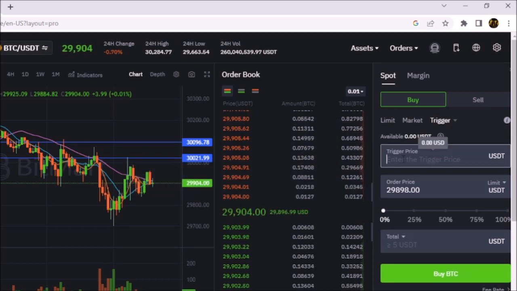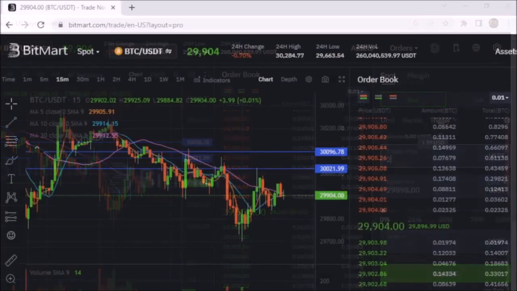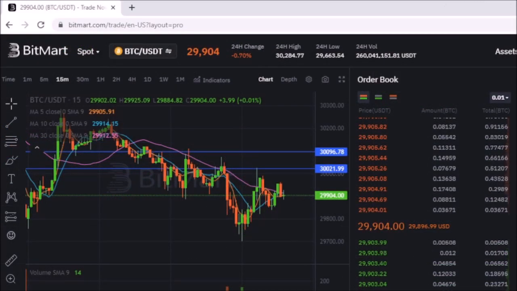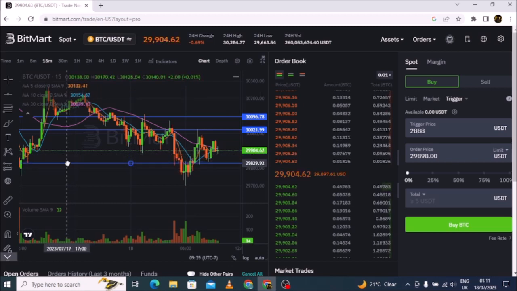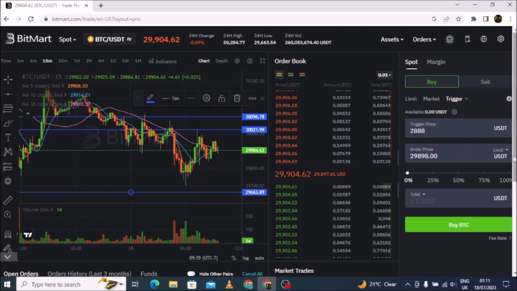Yes, I have entered the order price, but now I expect that the market might go down to 28, might be like this. So what I do, I put the trigger price. Once it reaches this very price that I've set of 28 something there, automatically the market will buy itself, and now you start might be making profits or making losses. So that's how you can use trigger.